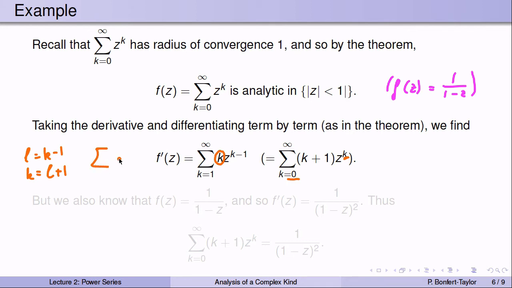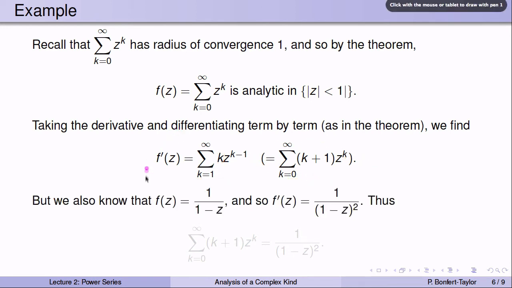and whenever I see a k, I'm going to write L plus 1. So this k becomes L plus 1 times z to the, and the k minus 1 was my L. Now, since L is k minus 1, if k is equal to 1, L is 0. So L must run from 0 to infinity. So I first rewrite this first series in that way, and then I rename my L back to k, so that the series looks like the one on the right-hand side.